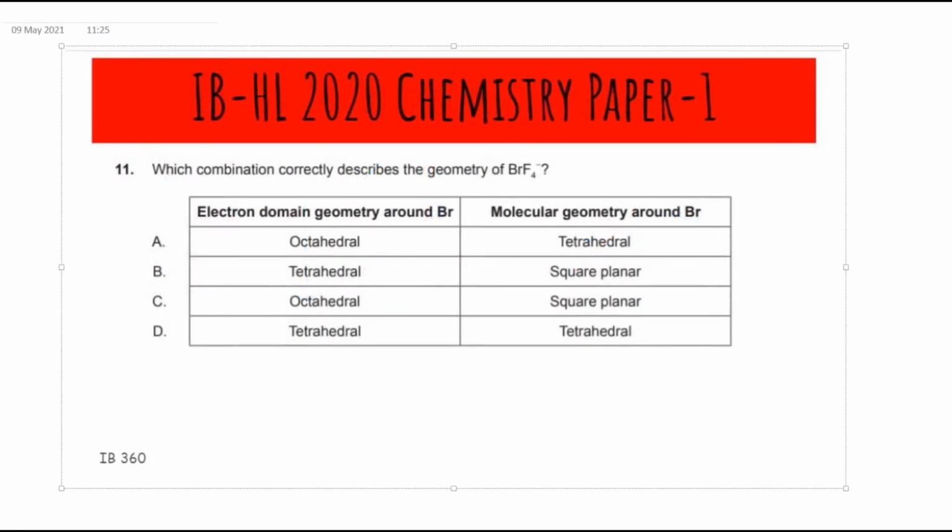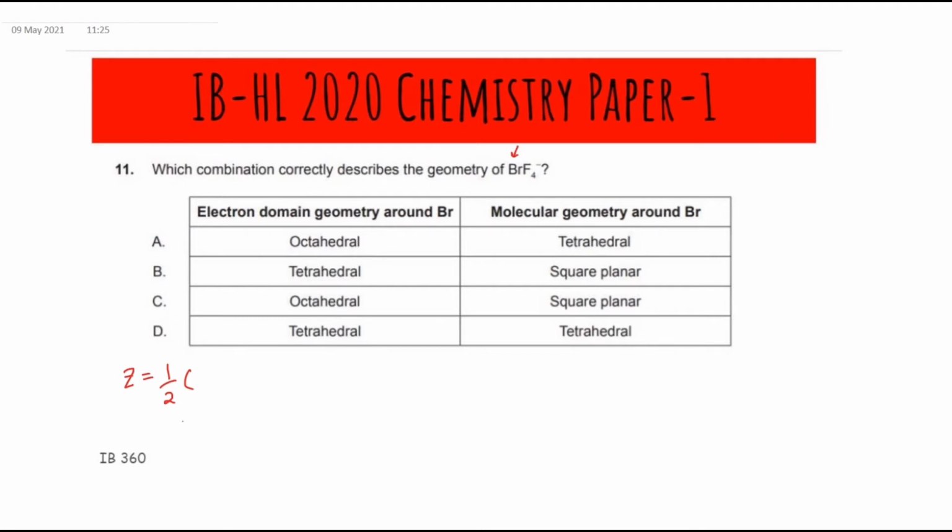Now, moving on to question 11. In this question, we need to find out the electron geometry around Br in BrF4- and also the molecular geometry. For this question, we need to first find out the hybridization of Br in BrF4-. For hybridization, we have already discussed a trick, and we would be using this one. First, we calculate the total number of valence electrons on the central atom, that is Br.